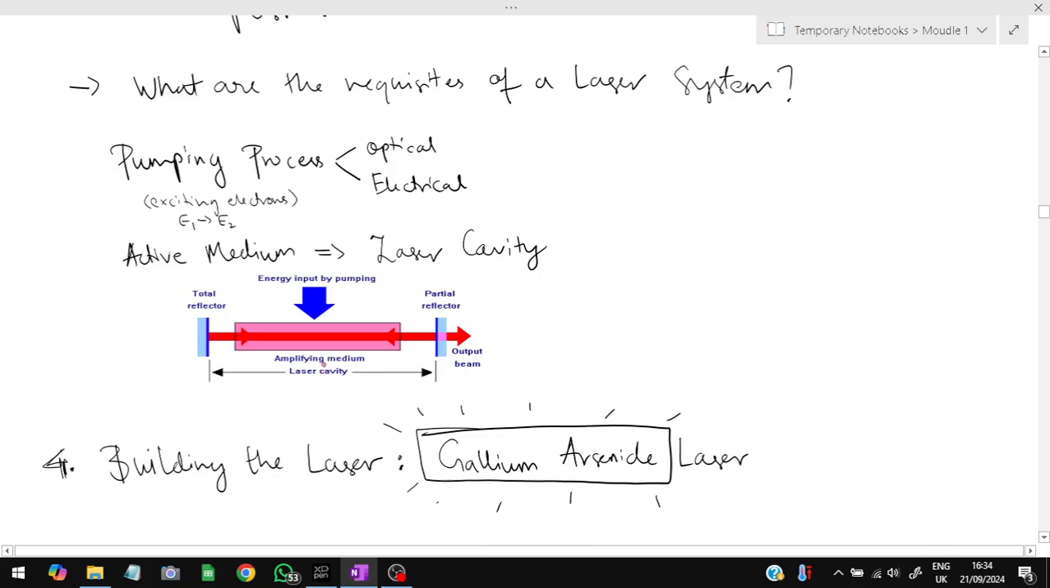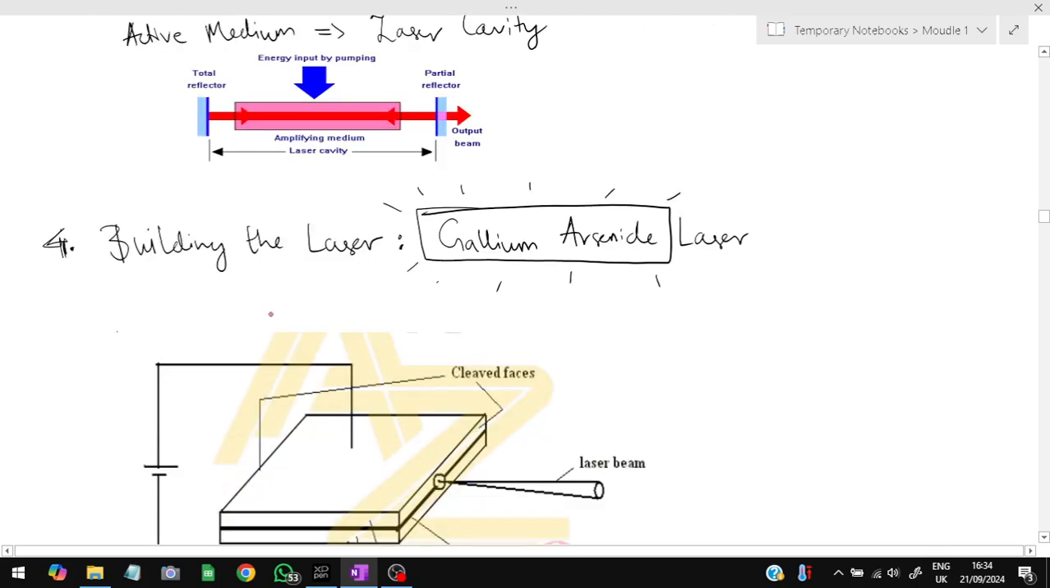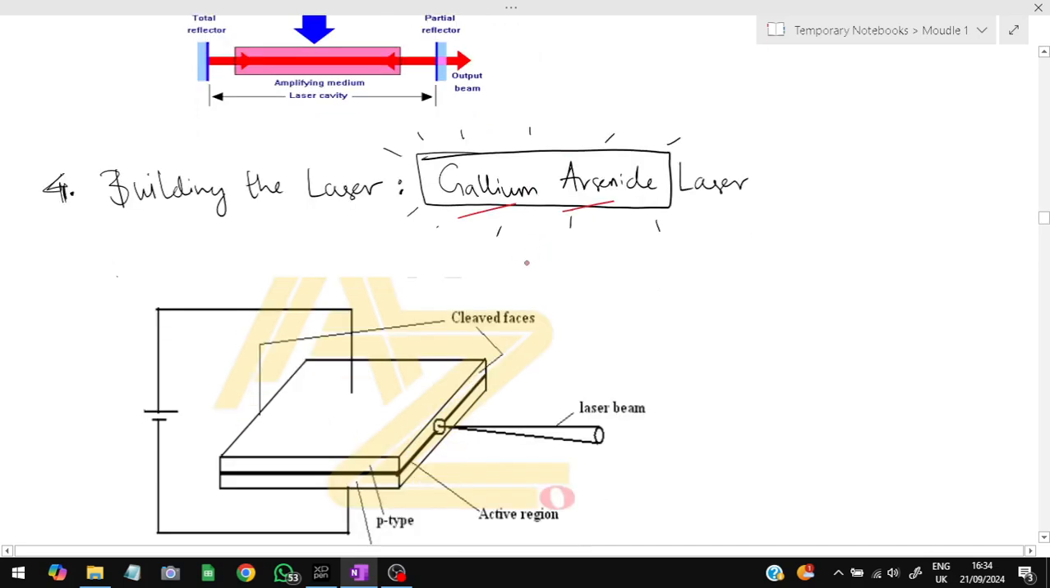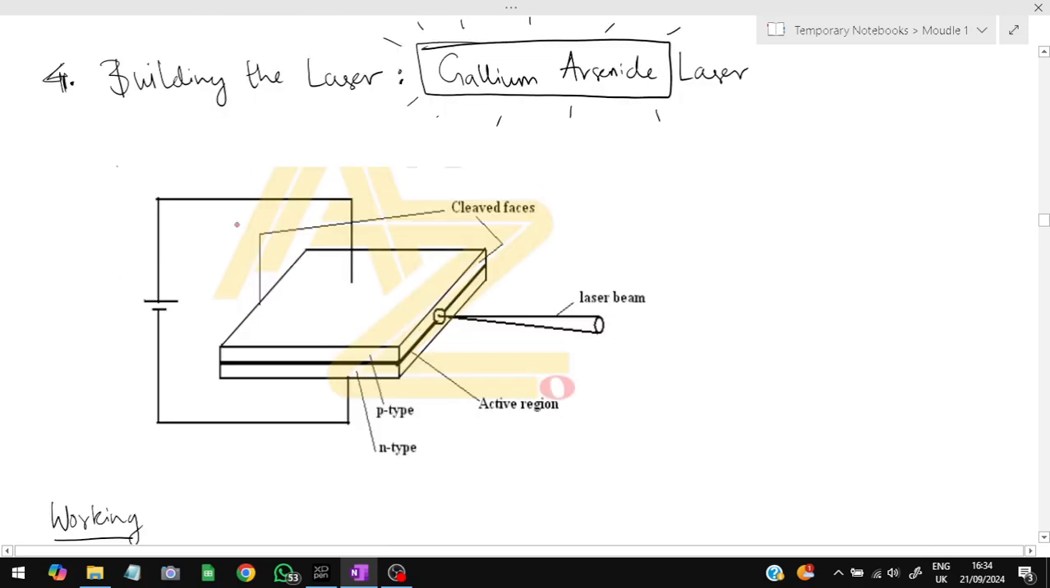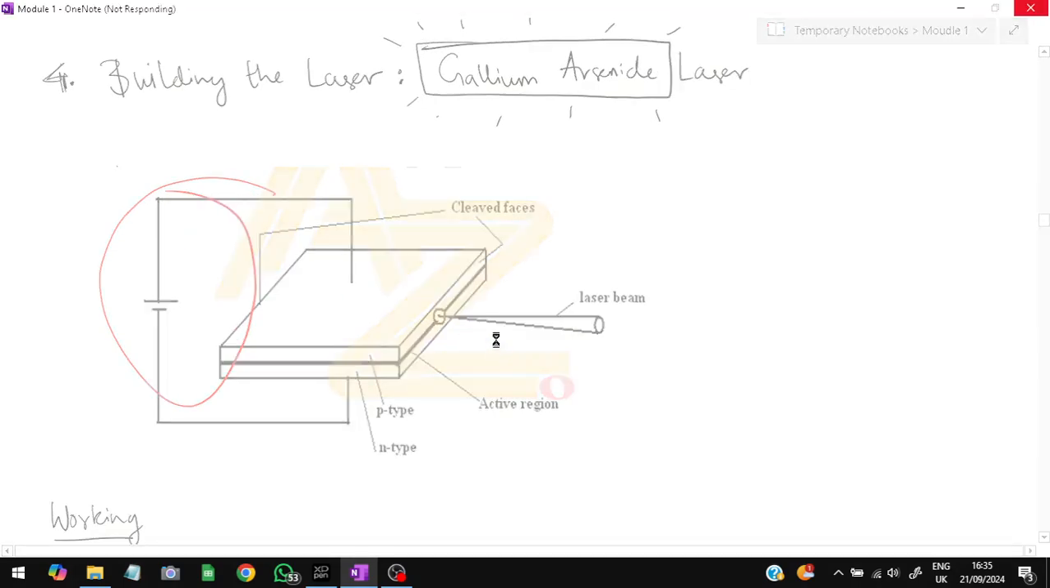Now moving on to the fourth topic, which is building the laser. Since we have learned a lot about the laser, let's see how lasers are built. We are discussing the gallium arsenide laser, which is a semiconductor laser. This is the diagram. There is a circuit here, which you can easily draw. Then draw a cuboid with the p type at the top and n type at the bottom, and in between we have the laser beam emitting out of the active region.